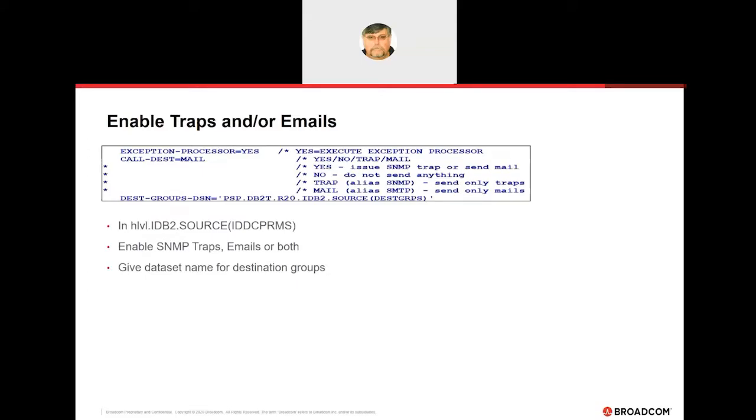So, to turn on the email capability, we need to go to the IDDC PRMS member of IDB2 source and look for a keyword called CALLDESK and set that either to MAIL or to YES. We also want to verify that the DESKGROUP DSN parameter is pointing at the correct destination groups file.